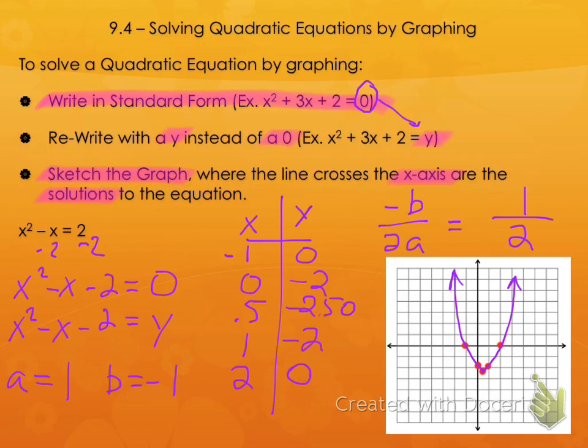And then all I have to do is, just like I said, wherever my graph crosses my x-axis, which is my horizontal axis, those are my two solutions. So all I have to do is write x is equal to negative 1, and x is also equal to positive 2. Those are my two solutions to the equation.